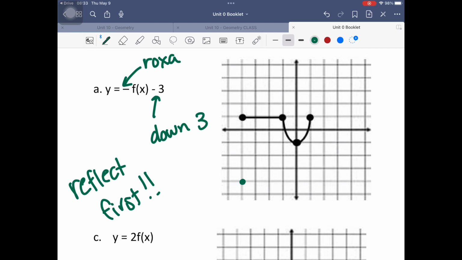1, 2, 3. Okay, I'm going to reflect it and then down 3. Okay, this one right here, if I were to reflect it, it would go here first. Okay, and then I would go down 3. Okay, so reflect it, now down 3. 1, 2, 3.